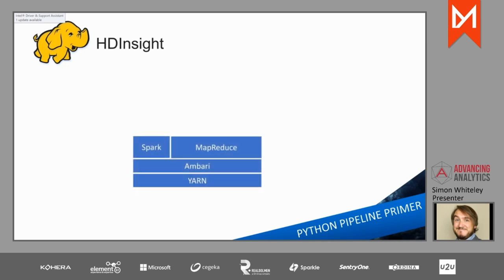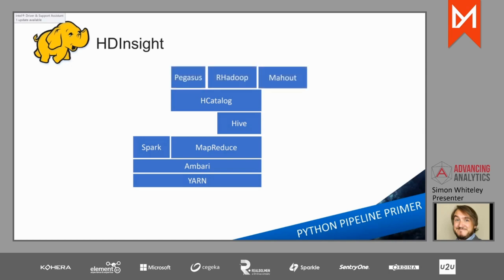So there's base things that you have to have installed. YARN, yet another resource negotiator, and Ambari, which is your management layer. MapReduce, the actual engine to do traditional big data, Spark, your in-memory stuff. And that already feels like, okay, there's a few things I need to get my head around. But then if you want to be able to use a SQL layer and write some SQL, you need Hive and HCatalog. To do your R, to do any ML, to do additional things, you need some more libraries.